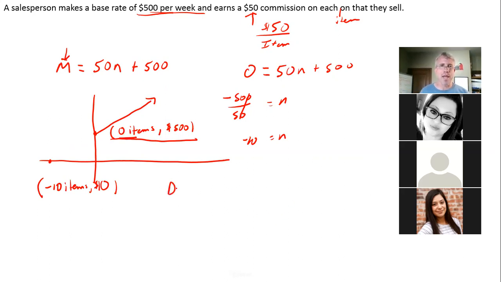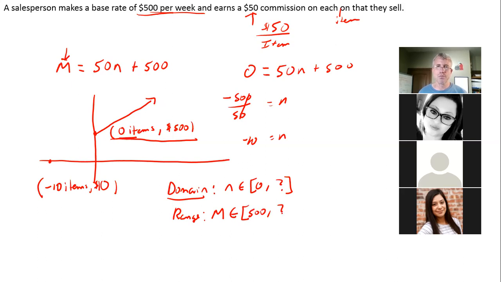So if I'm thinking domain and range, this intercept is putting a lower bound on things, isn't it? So domain: items is an element of the interval that starts at 0 and goes someplace. And the range is the money he makes, at least until he gets fired for selling no items, is going to start at $500 and go someplace.